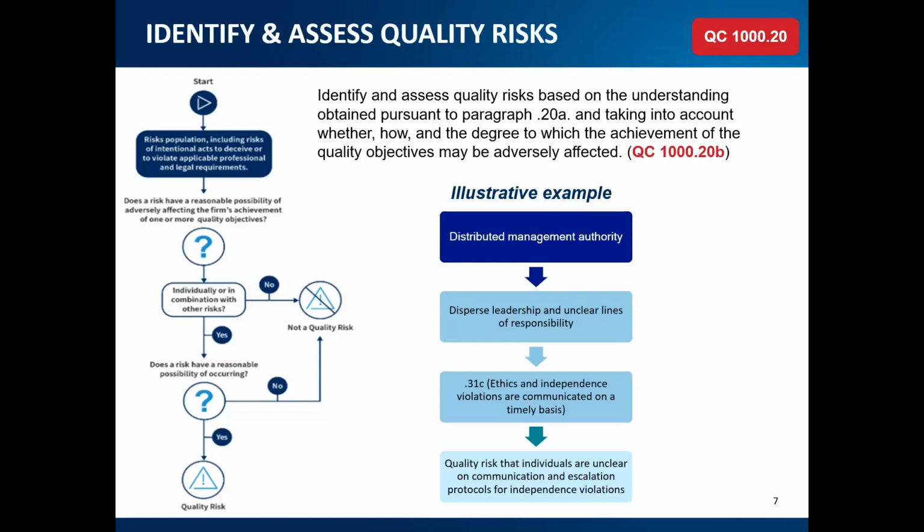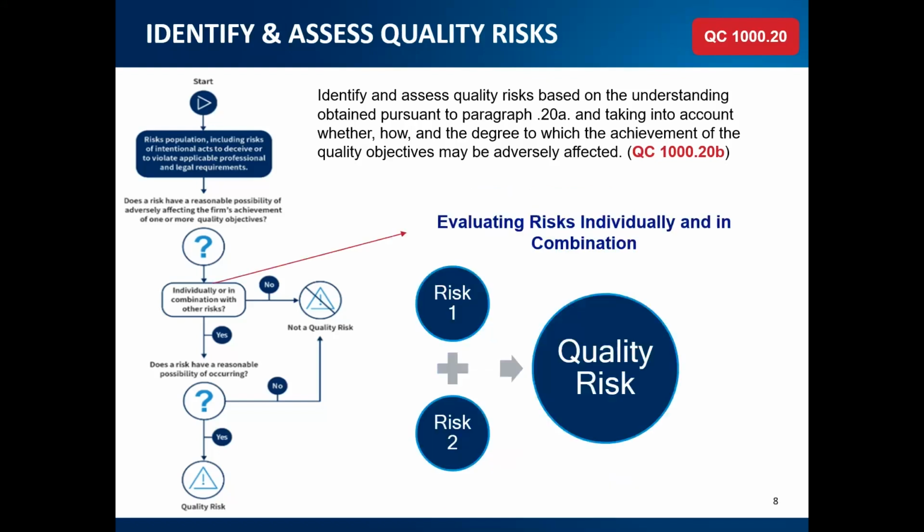Before we move into discussing quality responses in more detail, I want to briefly highlight an important point within this decision tree. That is that the firm's identification and assessment of quality risks takes into account individual risks as well as combinations of risks. This is because a risk that has a reasonable possibility of occurring, but individually does not have a reasonable possibility of adversely affecting the achievement of a quality objective, may have a reasonable possibility of adversely affecting the achievement of a quality objective when combined with other risks, thus meeting the definition of a quality risk.